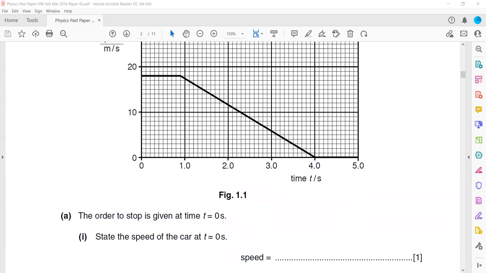The order to stop the car is given when time is equal to 0. State the speed of the car at this point. So what about the speed of the car when time is equal to 0? It is 18 meters per second. So at this point, the car was traveling at 18 meters per second. How to know? Because from 0 to 10, there are 10 boxes. So if 10 boxes represent 10, each box represents 1.